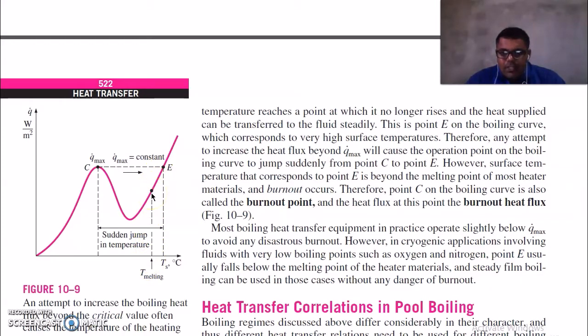Therefore, C on the boiling curve is also called the burnout point, and the heat flux at this point is the burnout heat flux. Most boiling heat transfer equipment in practice operates slightly below Q maximum to avoid burnout. However, in cryogenic applications, it is not so.